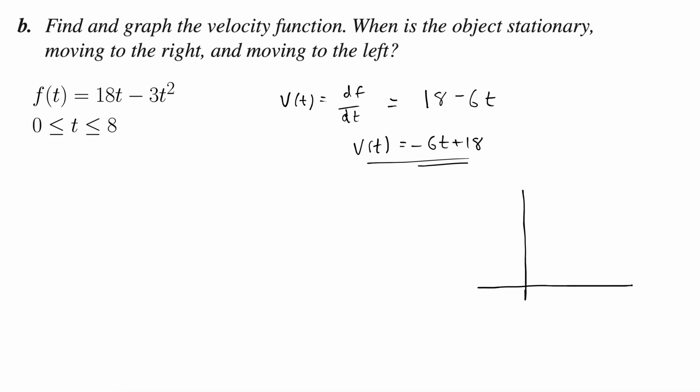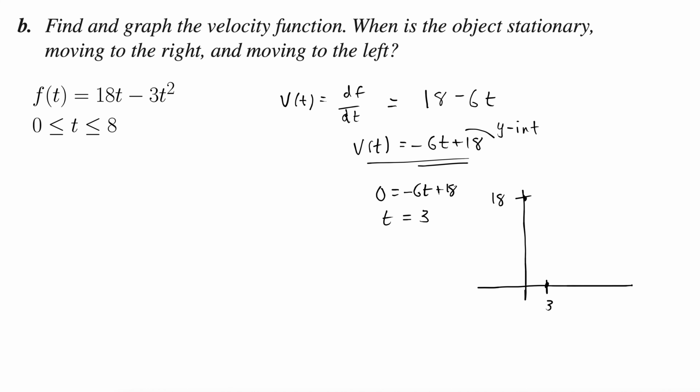I'm going to graph it using intercepts. Clearly the y-intercept is 18, so that's going to be somewhere up here. To get the x-intercept, we set the whole thing equal to 0, so 0 equals negative 6t plus 18. Solving that for t gives us t equals 3. So 3, something like that.